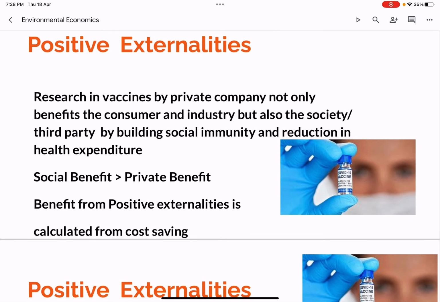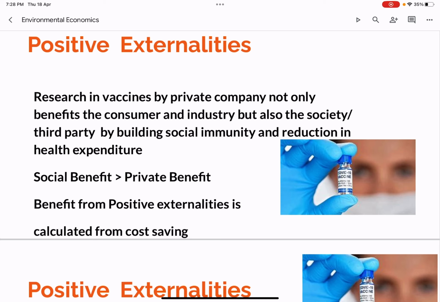Hello, friends. I would like to discuss some more examples of positive externalities. We said that positive externalities are spillover benefits to the society, spillover benefits to the third party who are not the stakeholders, right? So, what can we think of as an example of positive externality?